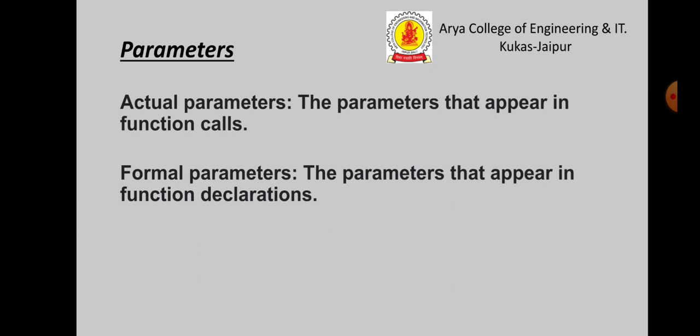Parameters. What are parameters? There are two types of parameters, actual parameters and formal parameters. The parameters that appear in function calls, the parameters we use during the function call, are called actual parameters, whereas the parameters in the function declaration part are called formal parameters.